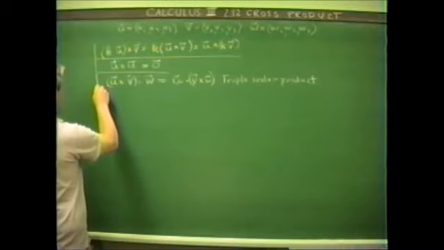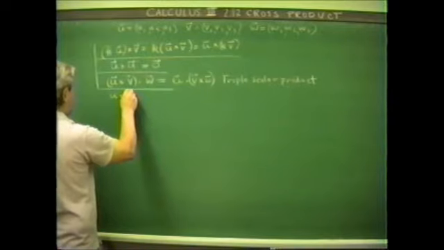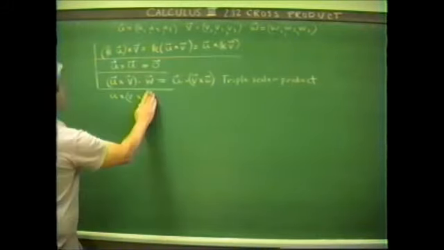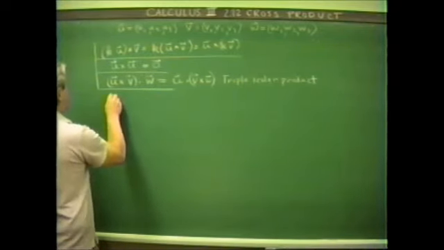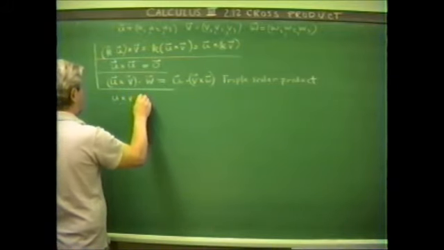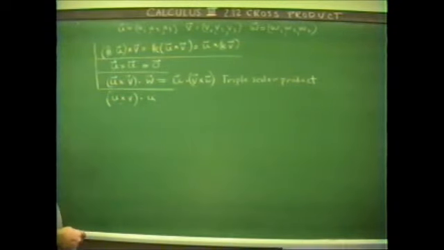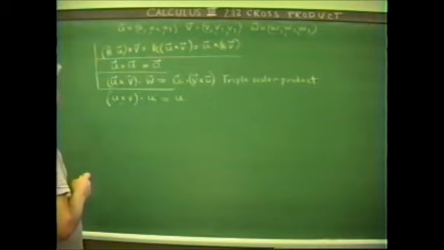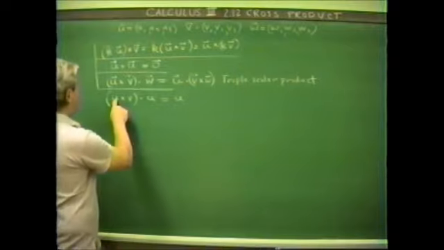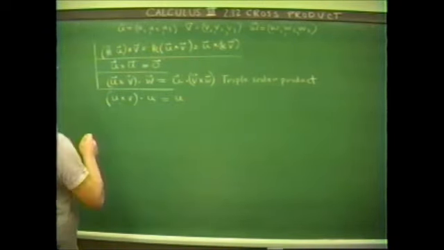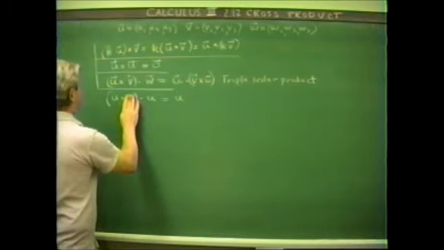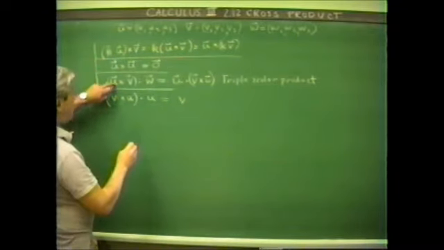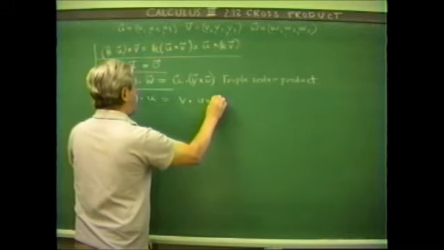Okay. Let's do a more illustrative one first here. Let's take a look at u crossed with v dotted with u. This is a special case of the one above here. Actually, let me change this around. Let me make this v crossed with u dotted with u. This is going to be equal to, by the above here, v dotted with u crossed with u, which is going to be 0.